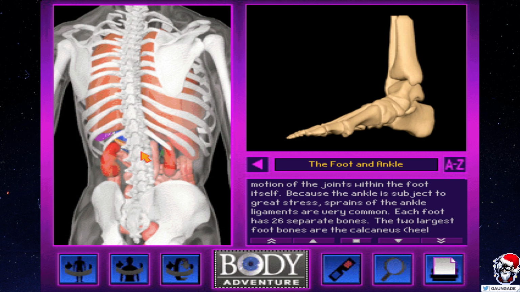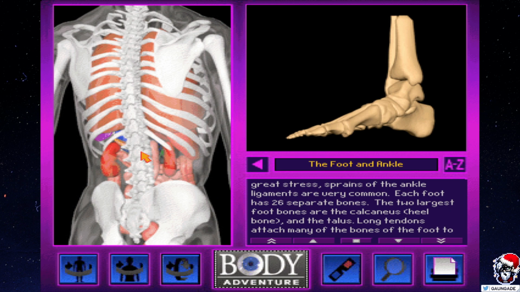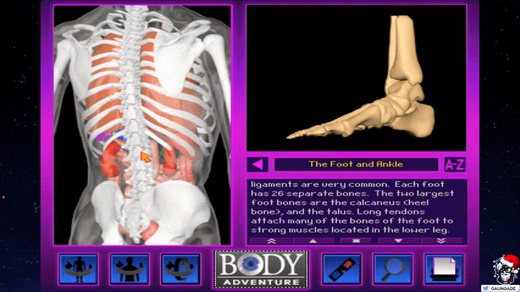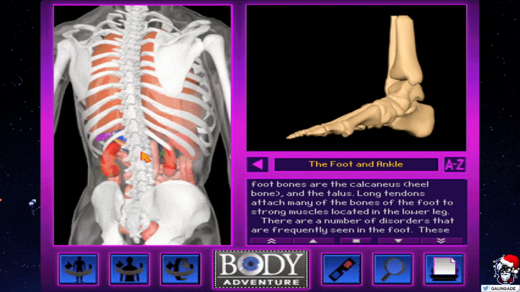Each foot has 26 separate bones. The two largest foot bones are the calcaneus, or heel bone, and the talus. Long tendons attach many of the bones of the foot to strong muscles located in the lower leg.